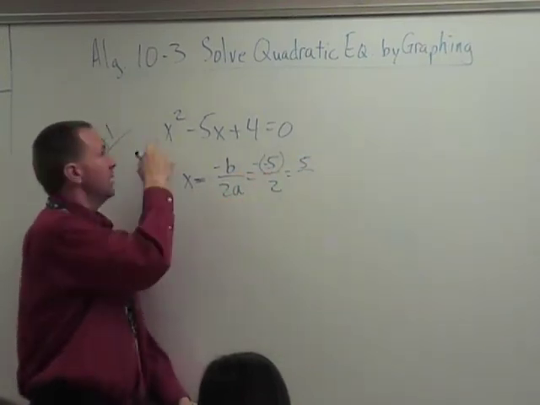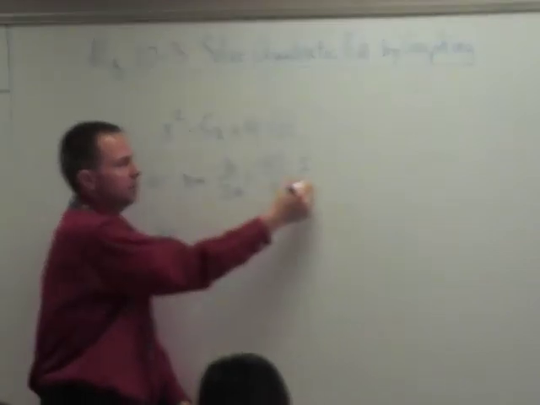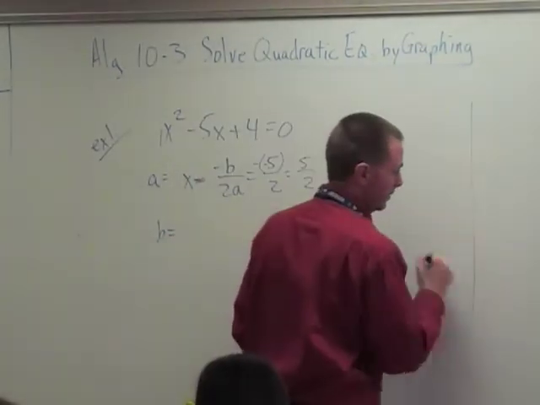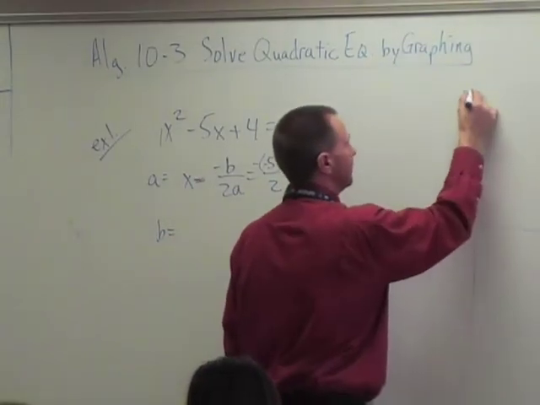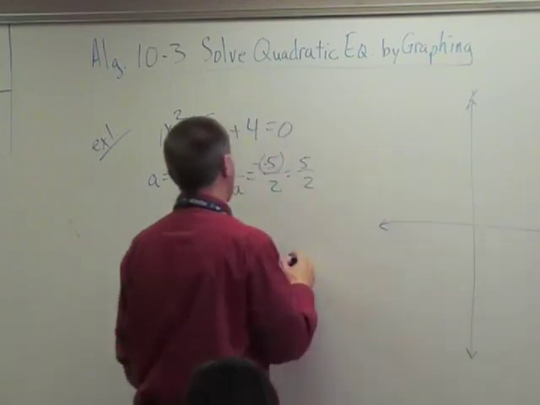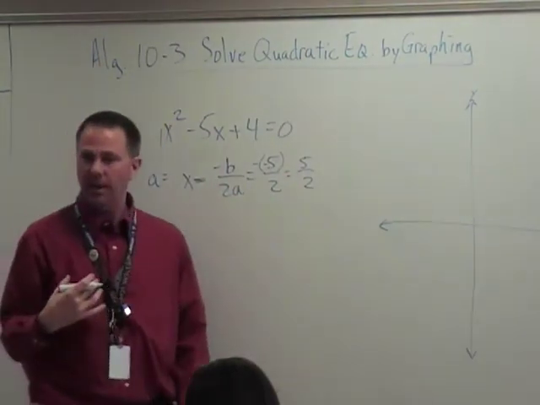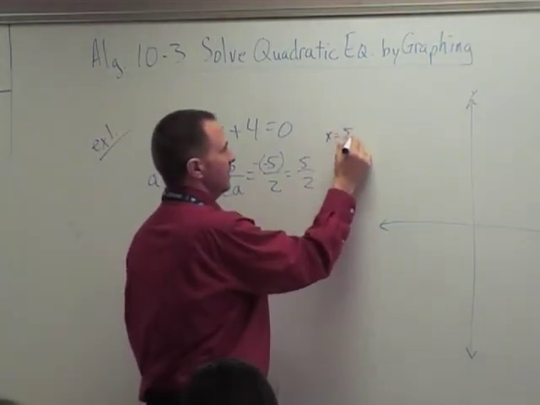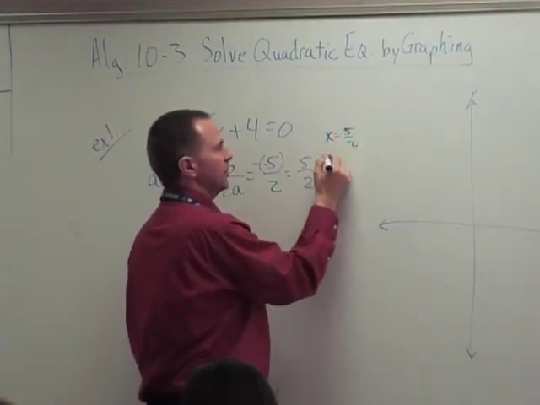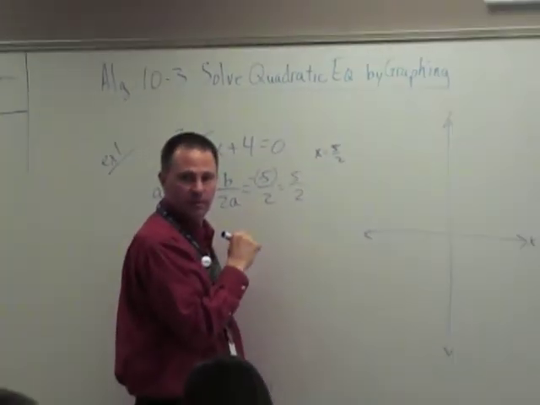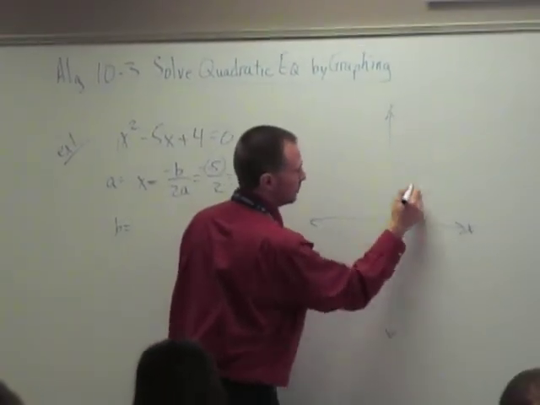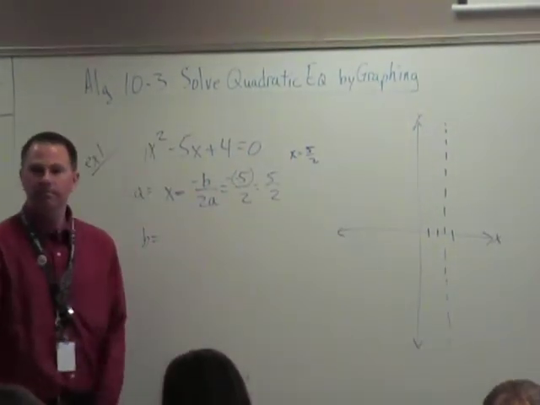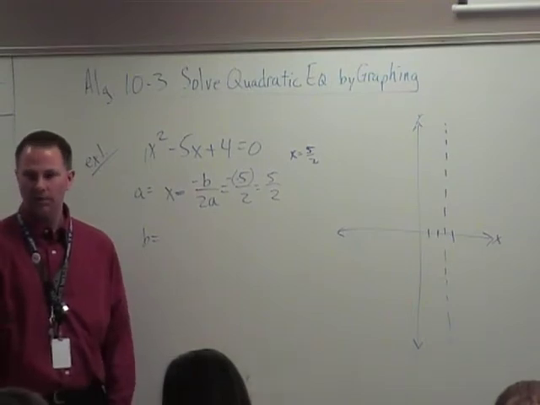2 times a is 1. 2 times 1 is 2. So that's 5 halves. Now what you do with that, you got to graph it. Anytime you have x equal to a number, that's an equation of a vertical line. X equals 5 halves is a straight line going through the x-axis at 2 1/2. That's just to let you know where your vertex is.